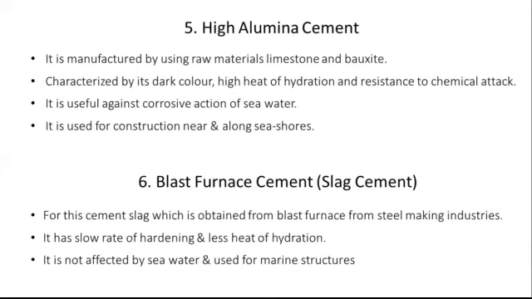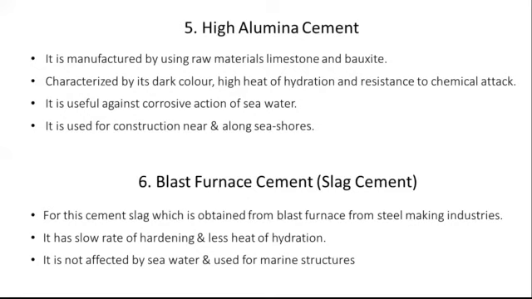Now, high alumina cement. It is manufactured using raw materials like limestone and bauxite. It is characterized by a dark color, high heat of hydration, and resistance to chemical attack. It is useful against the corrosive action of seawater. It is used for construction near and along the sea shore.